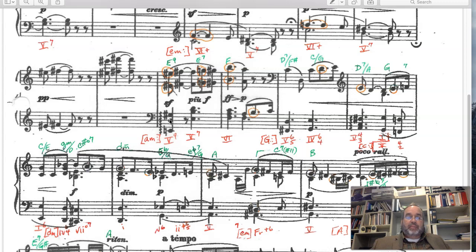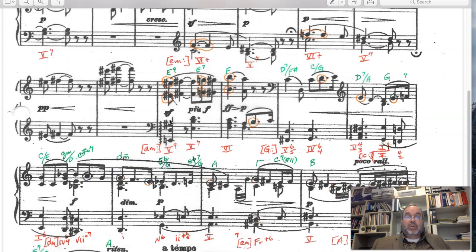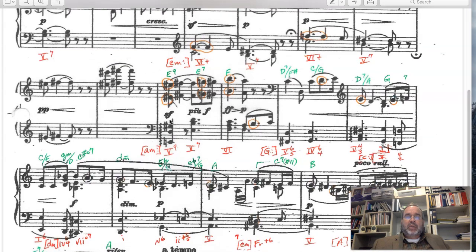tertian sonority, which is going to become more and more common into the 20th century, and jazz really takes this idea and runs with it. But we see it in the late 1800s. And this piece was written in 1859, 1857, 8 and 9, somewhere in there.